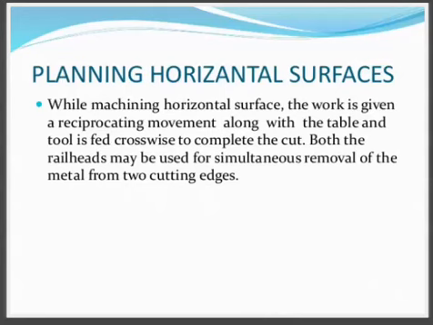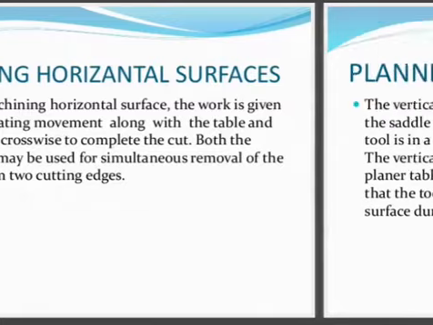While machining a horizontal surface, the work is given a reciprocating movement along with the table, and the tool is fed crosswise to complete the cut. Both the rail heads may be used for simultaneous removal of metal from the two cutting edges.